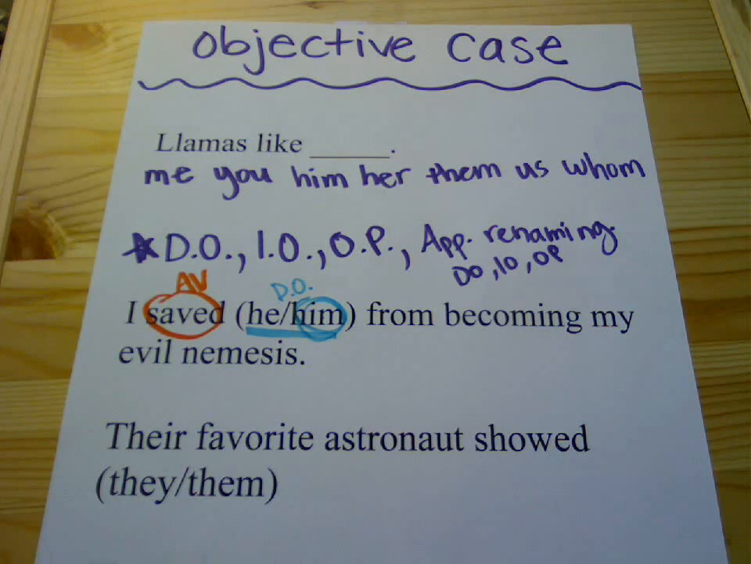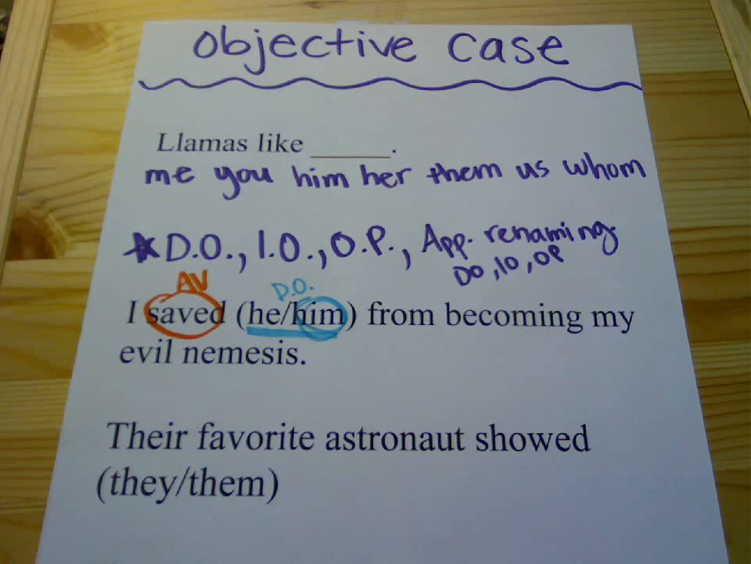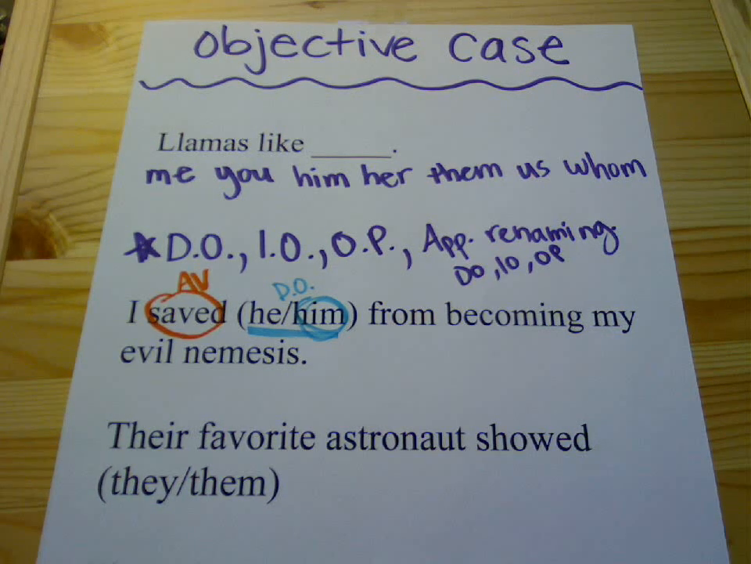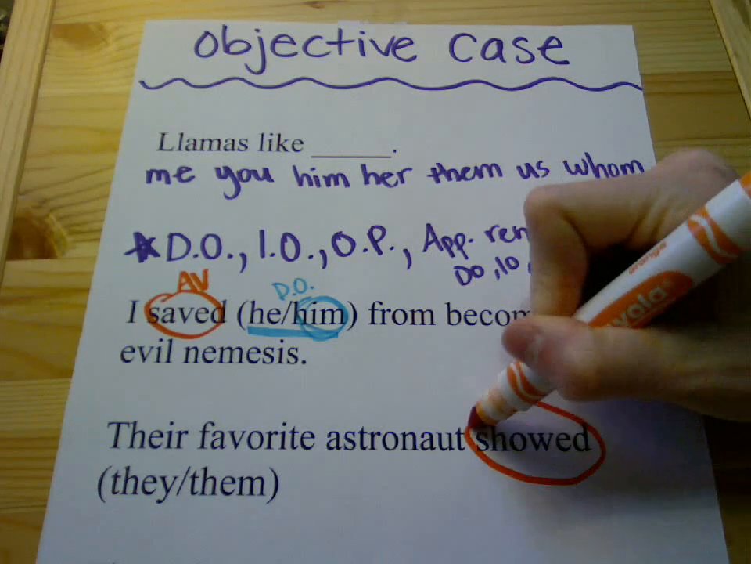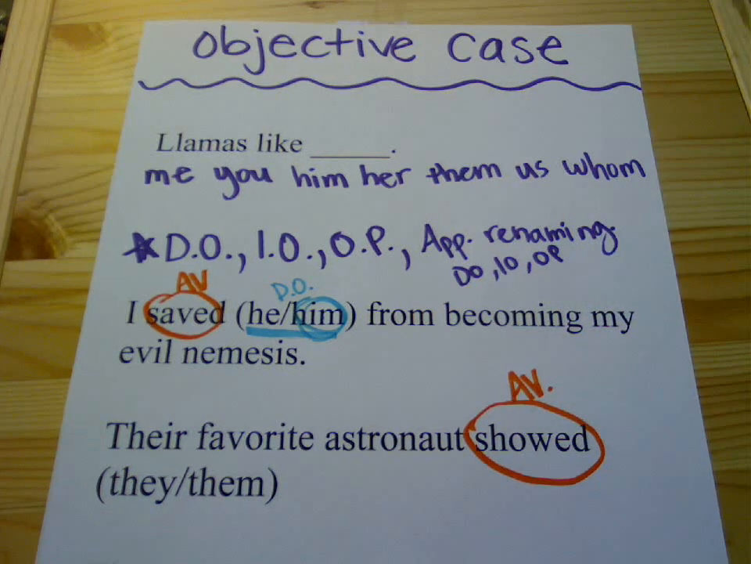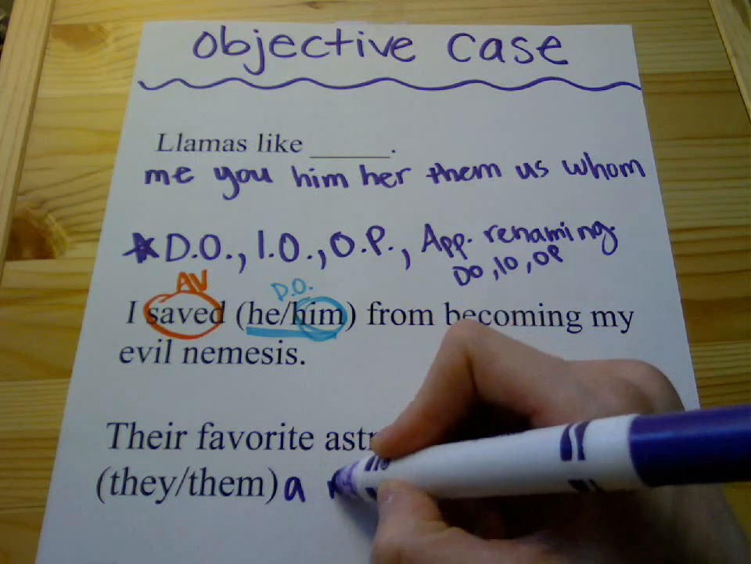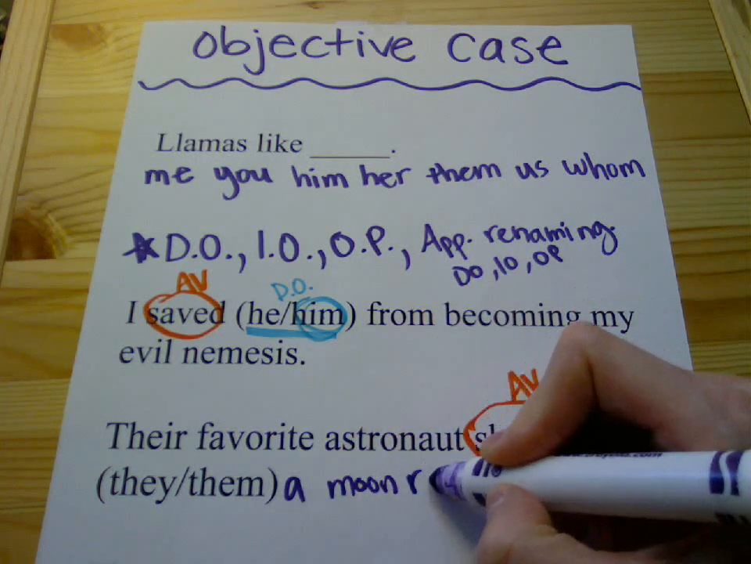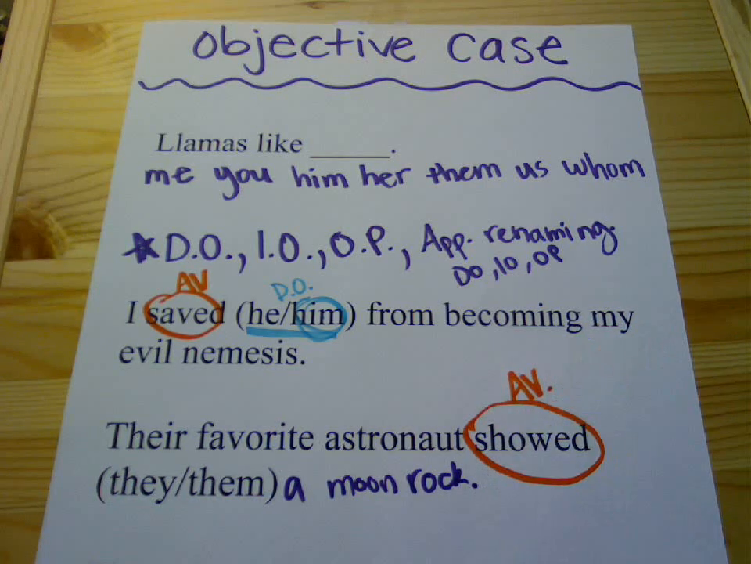Their favorite astronaut showed they or them. Oh, I think I forgot the rest of the sentence. I was probably going to put their favorite astronaut showed them a moon rock or something. My apologies. We can still do it with this sentence, though. Their favorite astronaut showed, that's our verb. Again, it's an action verb. Okay, and I'm going to write the rest of that sentence in because I can't believe I forgot it. A moon rock. Let's just pretend that was already in there.